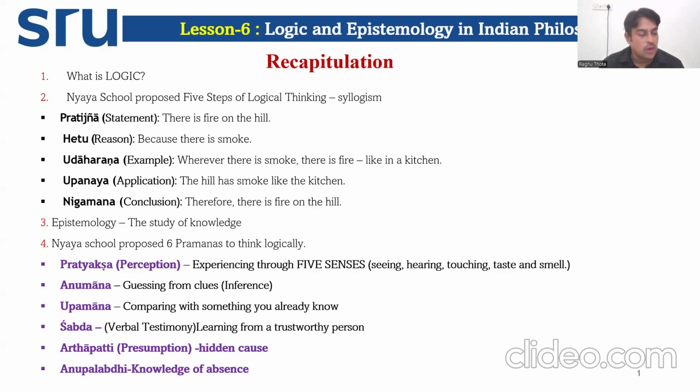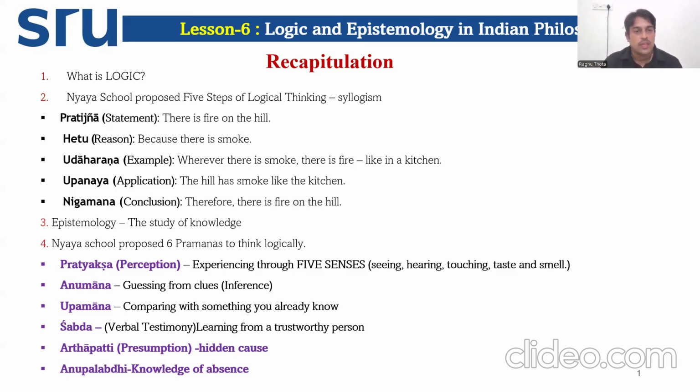Pratigna: it starts with the context or situation, that is, the statement. There is a fire on the hill. Why is there a fire on the hill? How do you know that? We need to find the reason behind it. The reason or the clue is that there is smoke on the hill. That is a clue to come to the conclusion that there is a fire.